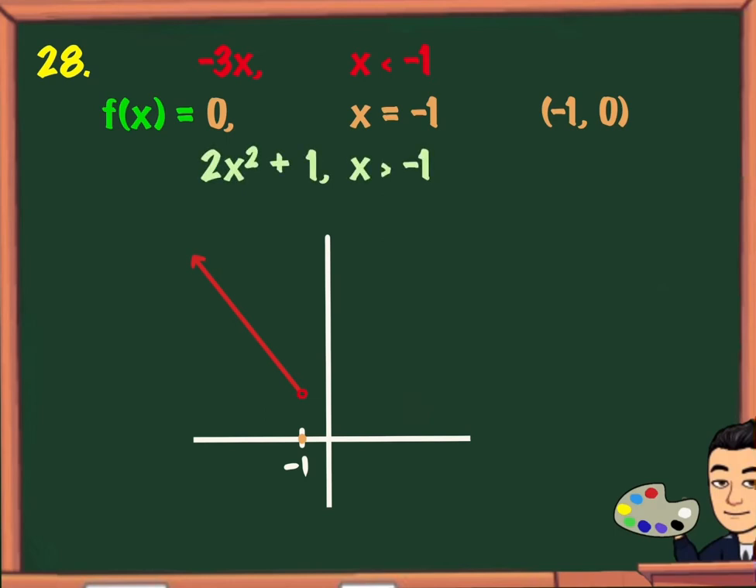The last equation, f of x equals 2x squared plus 1. Go ahead and draw the function. Here we are. This is where x is greater than negative 1. Remove the left side of the parabola, and this is going to be your piecewise function.